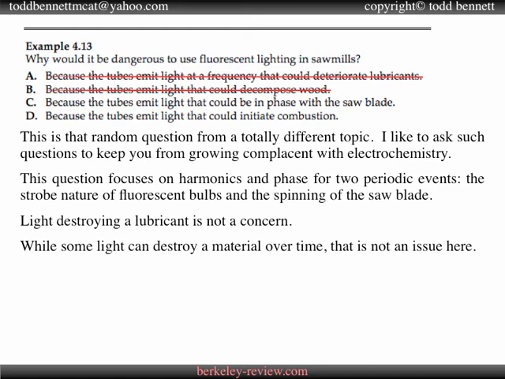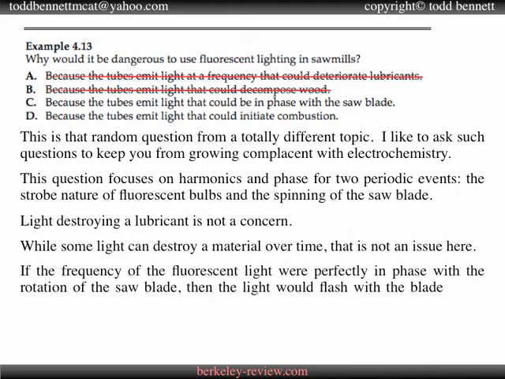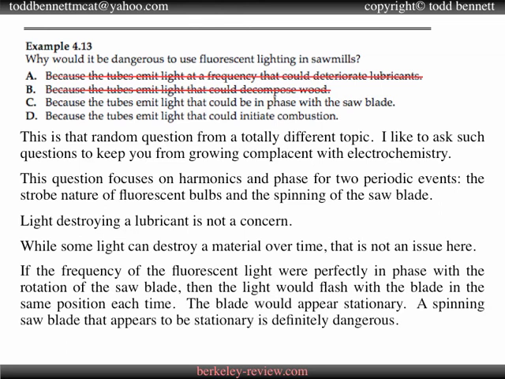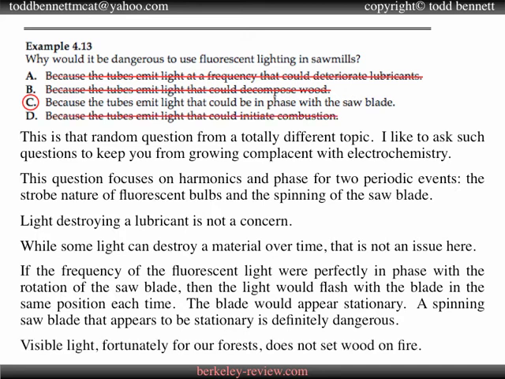The tubes could emit light in phase with the saw blade. That's our concern, in phase or in harmony. And then the tubes could initiate combustion. Well, whether the saw blade was there or not, the wood would catch on fire. That's just our throwaway answer. Light would set all wood on fire. Wood would never exist. So best answer here, the frequency of the saw blade could be in phase or in harmony with the frequency of the lights. Again, nothing to do with GChem, just one of those things that throw you off the scent a little bit.